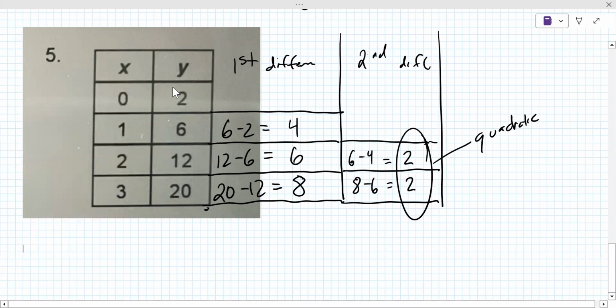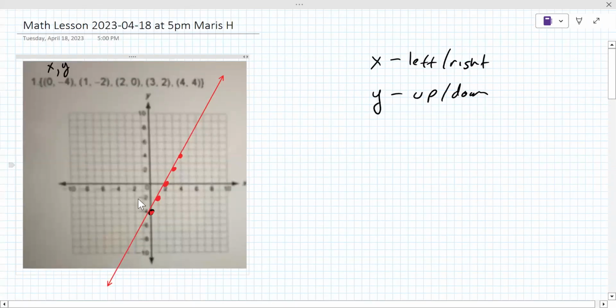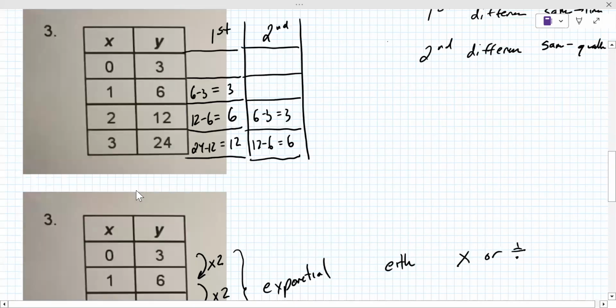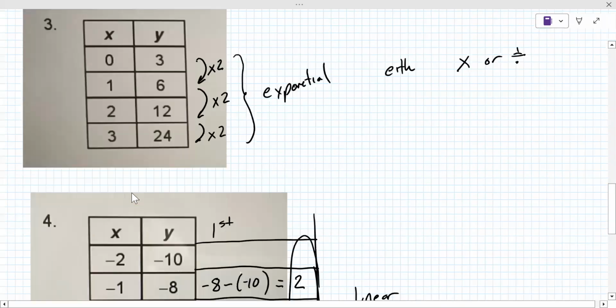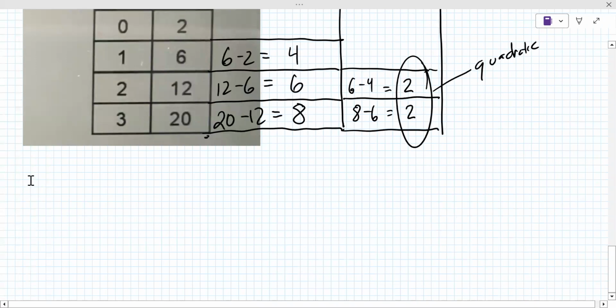You can sketch a graph and kind of look for a pattern that way. That's kind of what they were having you do in questions 1 and 2. And you can make sort of a rough sketch. It doesn't have to be perfect, but you'll get a feel pretty quickly whether it's linear or not.